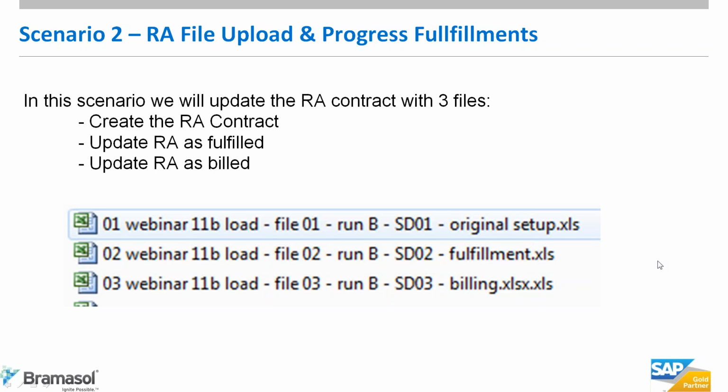One is a setup file that creates the RA contract. The second one is where a fulfillment occurred in the other system. In other words, the device was activated or shipped or whatever. And then the third one is there was a billing that took place, so we get to see Excel from that perspective. So the RA contract looks something like this.